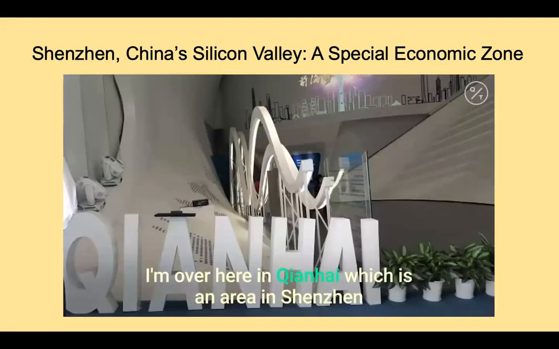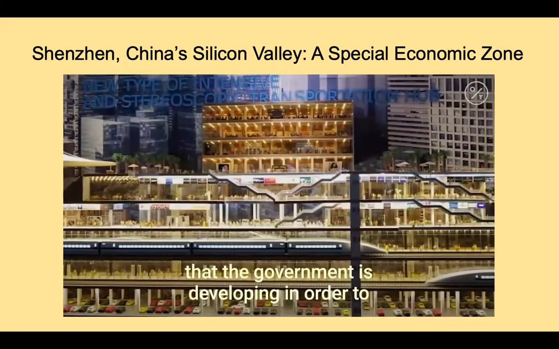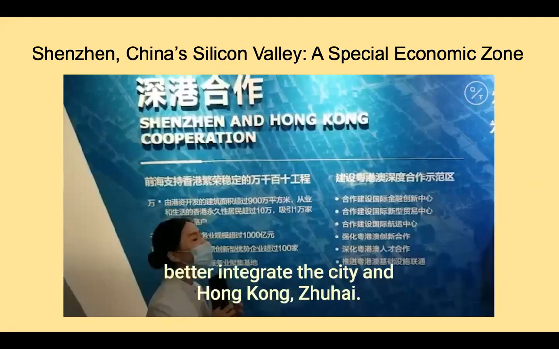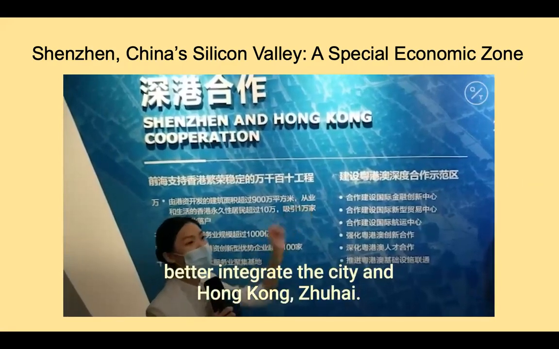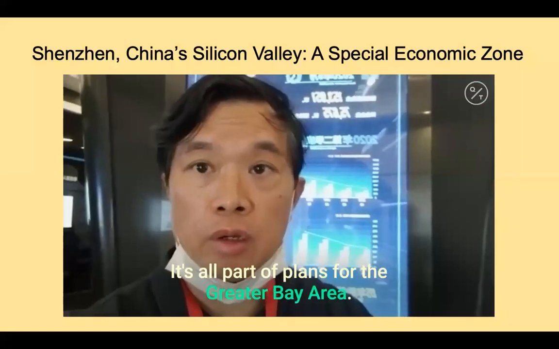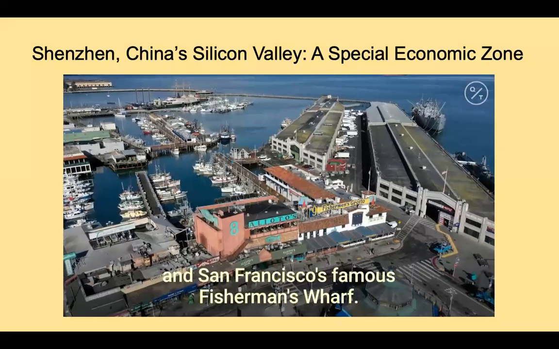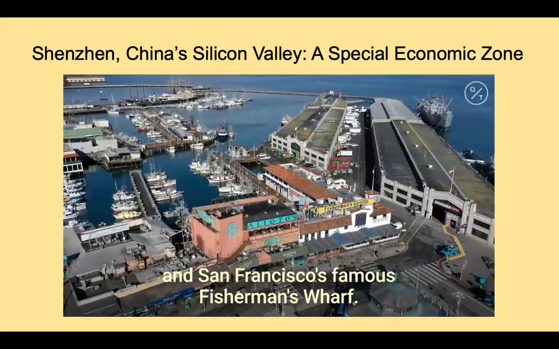I'm over here in Qianhai, which is an area in Shenzhen that the government is developing in order to better integrate the city and Hong Kong, Zhuhai. It's all part of plans for the Greater Bay Area. It's sort of like, imagine Wall Street and San Francisco's famous Fisherman's Wharf.